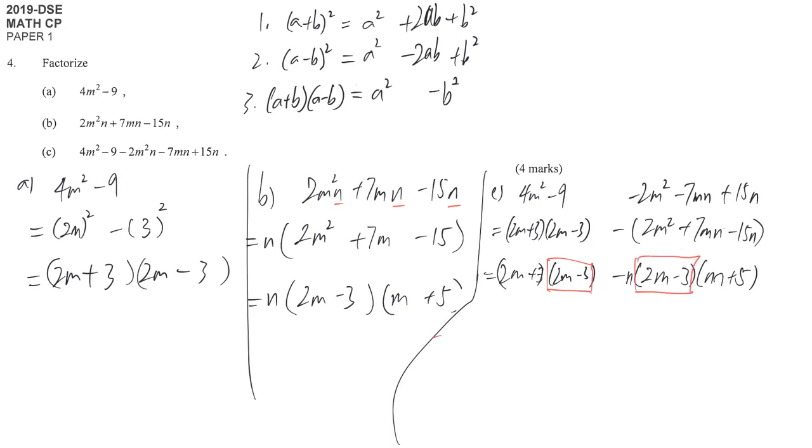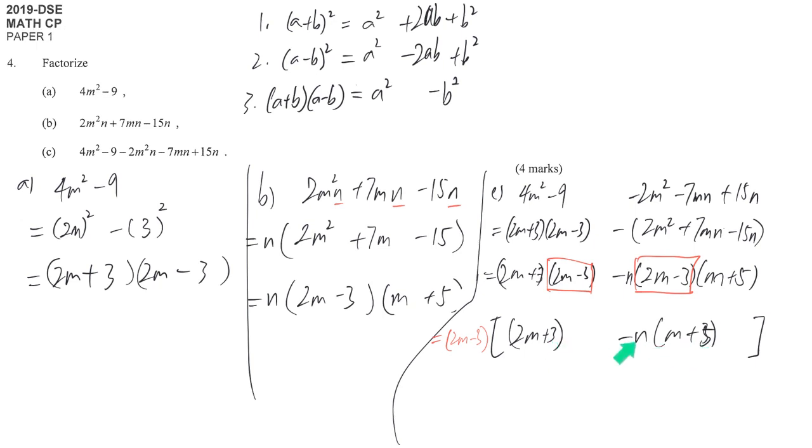We write down the common factor on the left hand side, 2m minus 3. And then we prepare a large bracket, a middle bracket, to put everything left inside. For the first term, we remove this bracket, so only this bracket is left. For the second term here, this bracket is removed, negative n, and this bracket is left. So we write down negative n and also n plus 5.